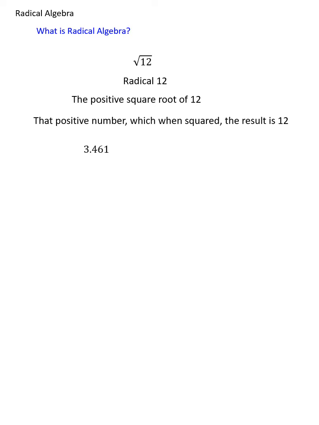You can find a decent decimal approximation for this by guess and check. I guessed enough numbers until I discovered that 3.461 squared, or times itself, is very close to 12. And then I guessed a decimal slightly higher than that, 3.462. And when I squared that, I got something higher than 12.